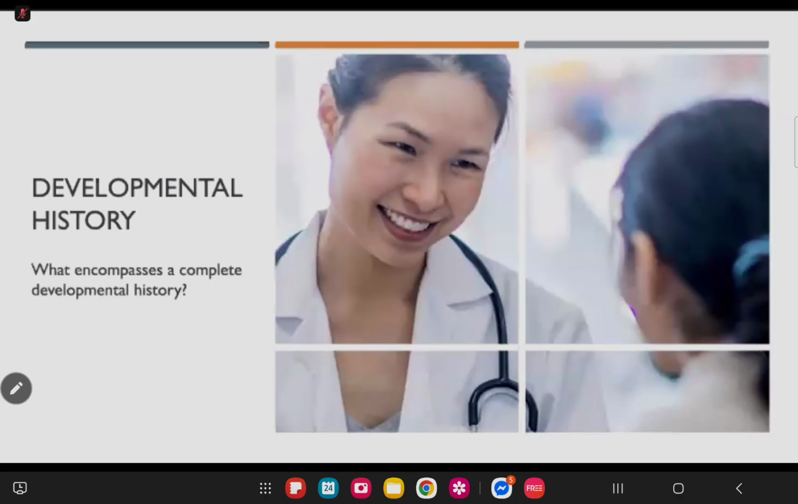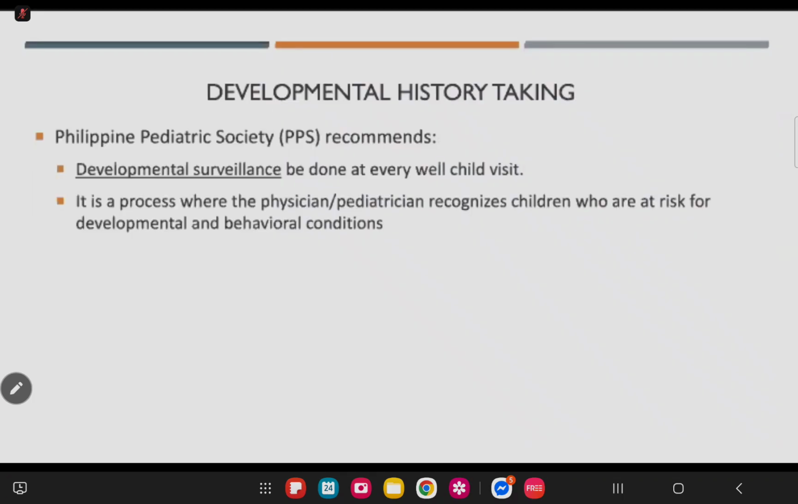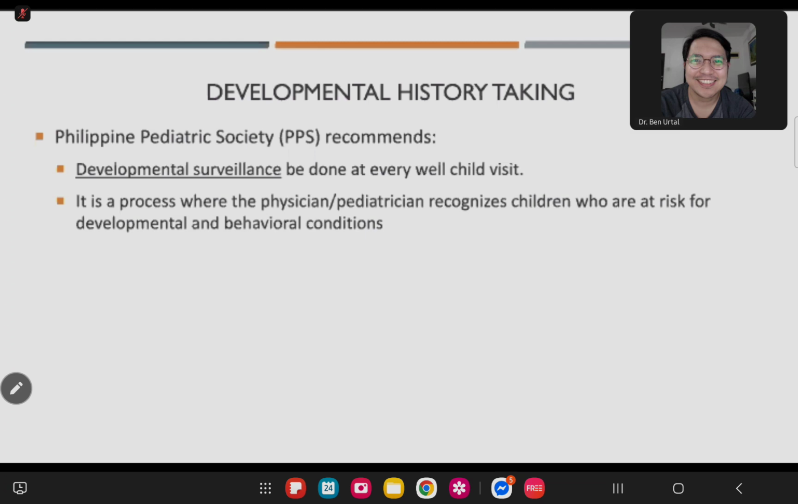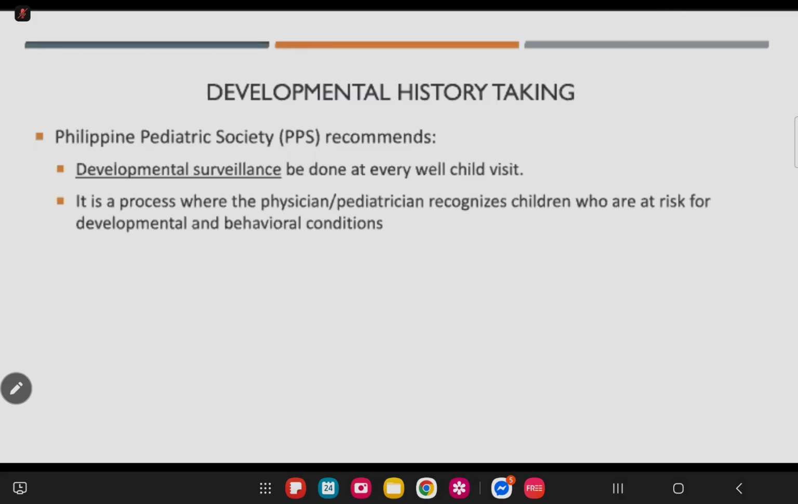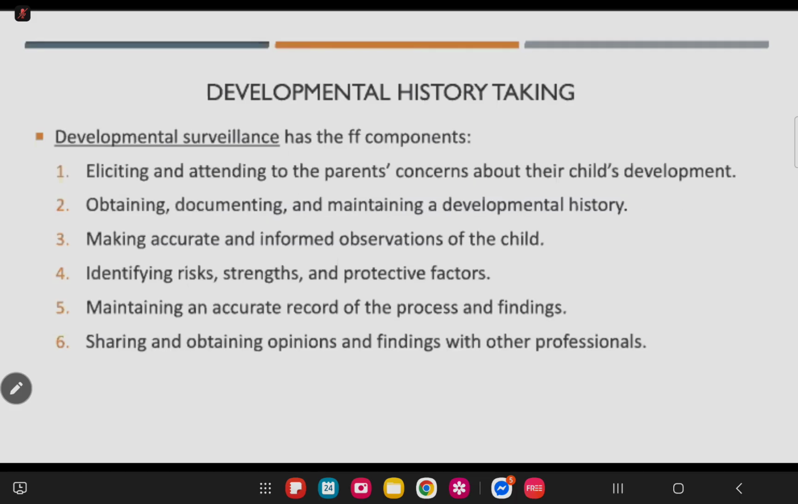So what encompasses a complete developmental history? So your developmental history is composed of your developmental surveillance. So it should be done at every well child visit. And it is a process where the physician or pediatrician recognizes children who are at risk for developmental and behavioral conditions. It has the following components.